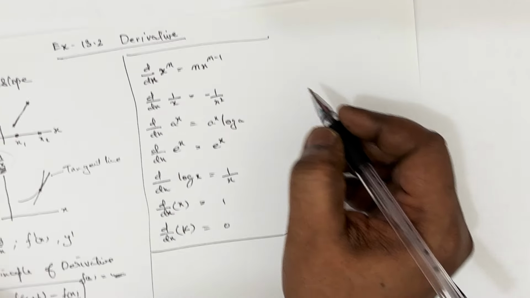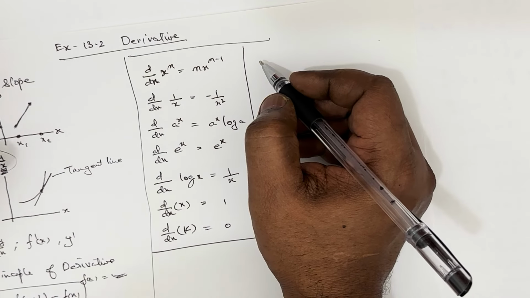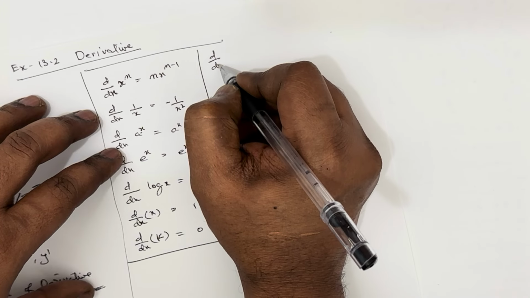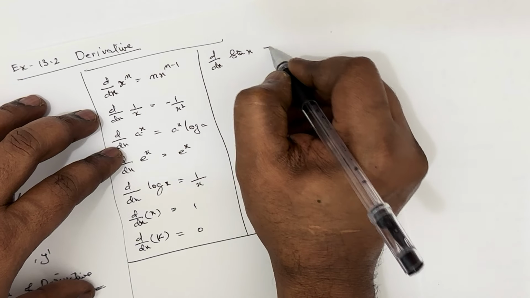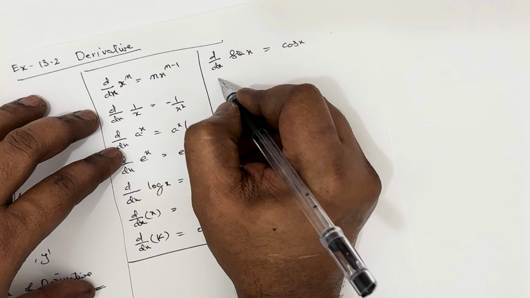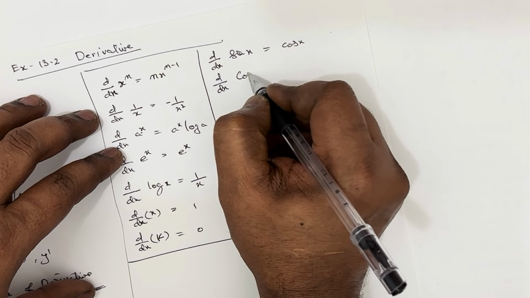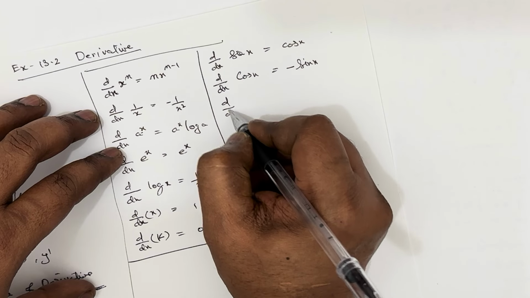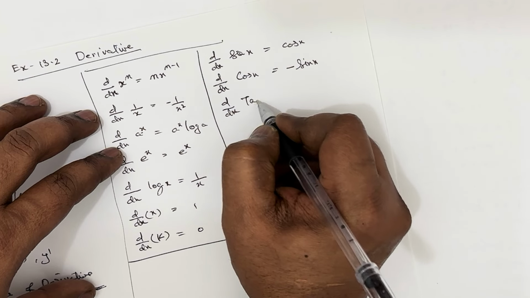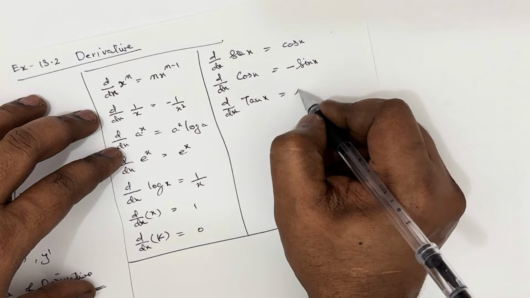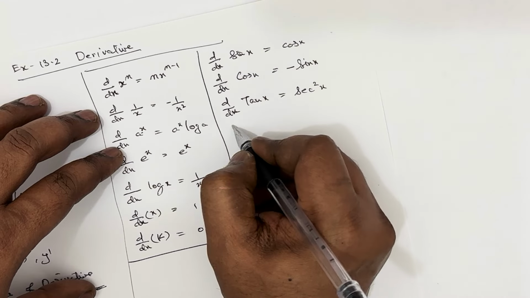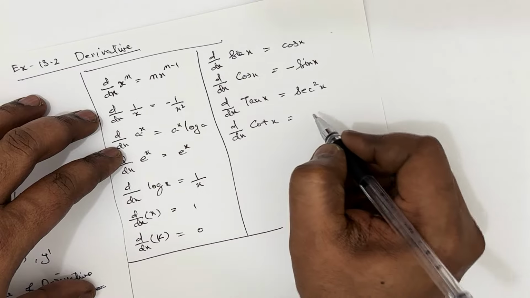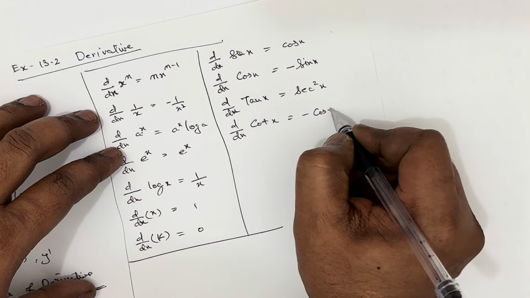Now we have a few more trigonometric formulas. That is, dy by dx of sin x is equal to cos x, dy by dx of cos x is equal to minus sin x. Okay, dy by dx of tan x is equal to secant square x, dy by dx of cot x is equal to minus cosecant square x.